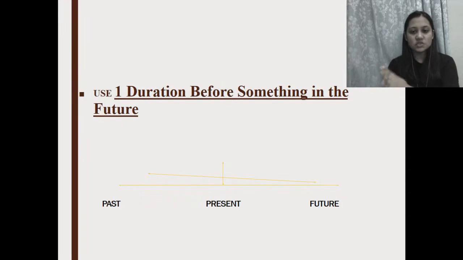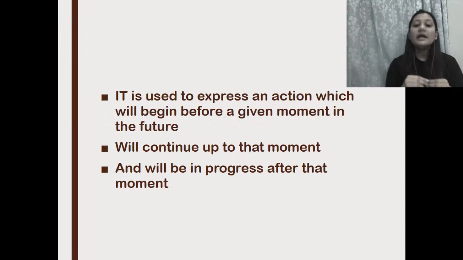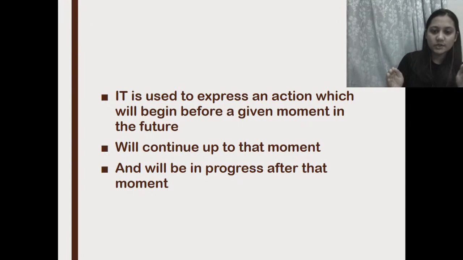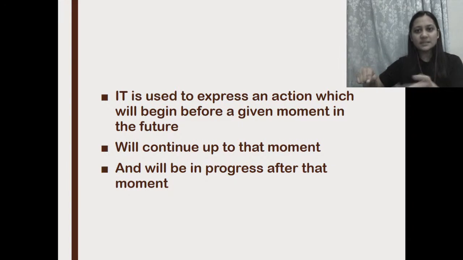So past, present, future. If you can see the timeline which I have made there. So कुछ बहुत पहले से ही start हो चुका था, right? And it is moving towards the future. It is used to express an action which will begin before a given moment in the future, will continue up to that moment and will be in progress after that moment. So basically ये चीज express करता है कि एक action है which is going to begin future से कुछ देर पहले, वो start हो चुका है, वो continue होने वाला है, let's just say present में भी, और वो progress होती रहेगी उसकी till the future time also, right?